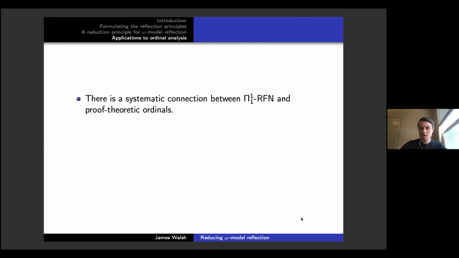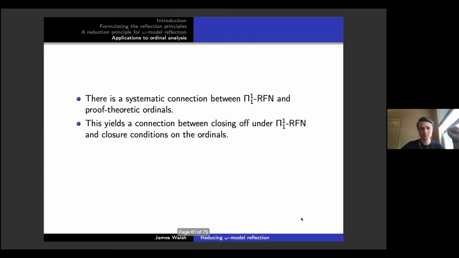So just to give an idea of where this is going, we have a systematic connection between Pi-1-1 reflection and proof-theoretic ordinals. So we can get a connection between closing off under Pi-1-1 reflection and closure conditions on the ordinals.